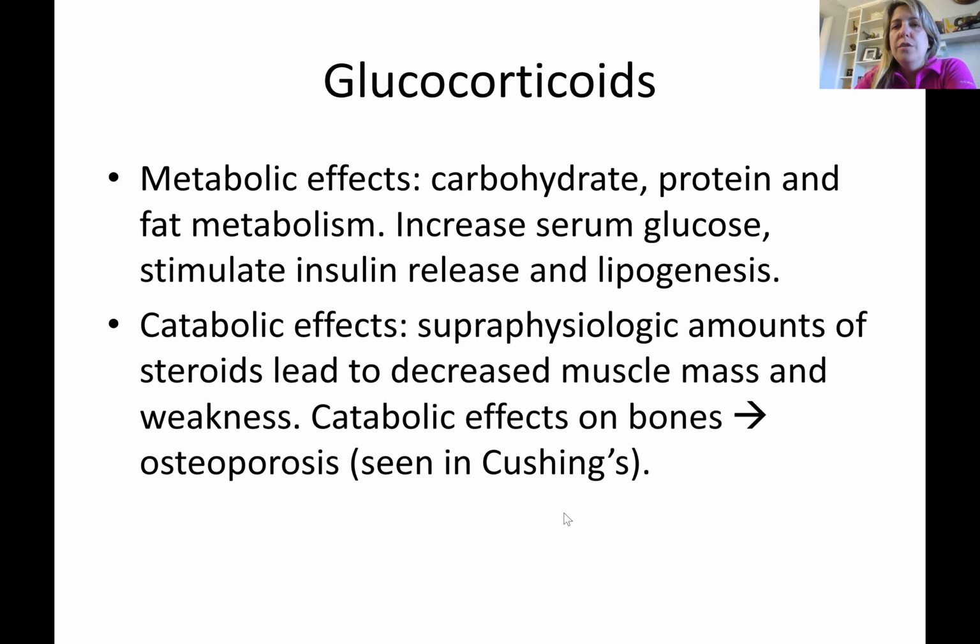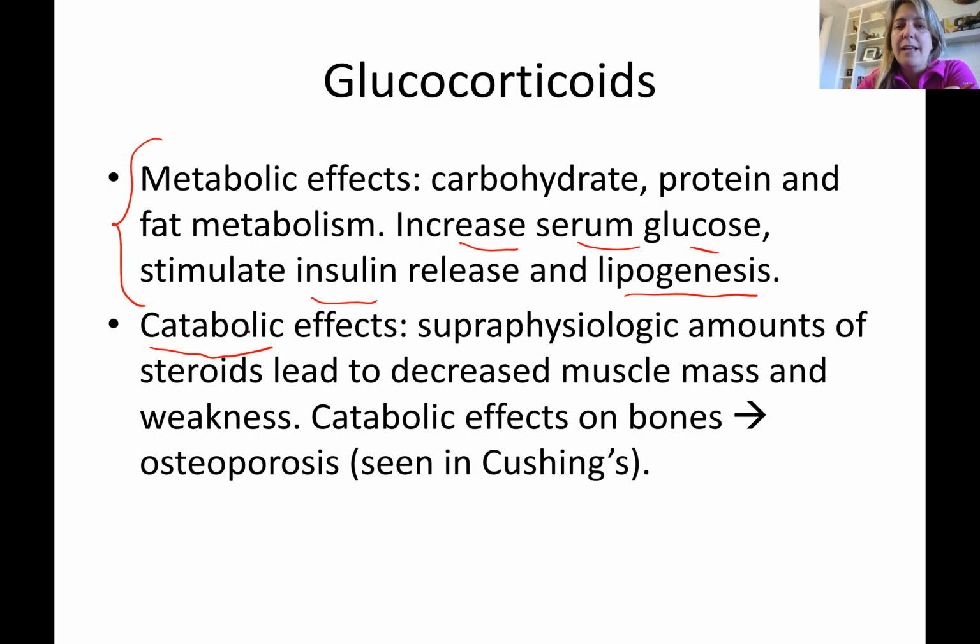So the glucocorticoid, cortisol, has metabolic and catabolic effects. The metabolic effects involve carbohydrate, protein, and fat metabolism. Some of its functions are also to increase serum glucose, stimulate insulin release, and lipogenesis. Lipogenesis is the creation of fat, and also the burning of fat as well. So that's metabolic, okay? The catabolic effect is the breaking down. The metabolic effect is the effect for life, okay?